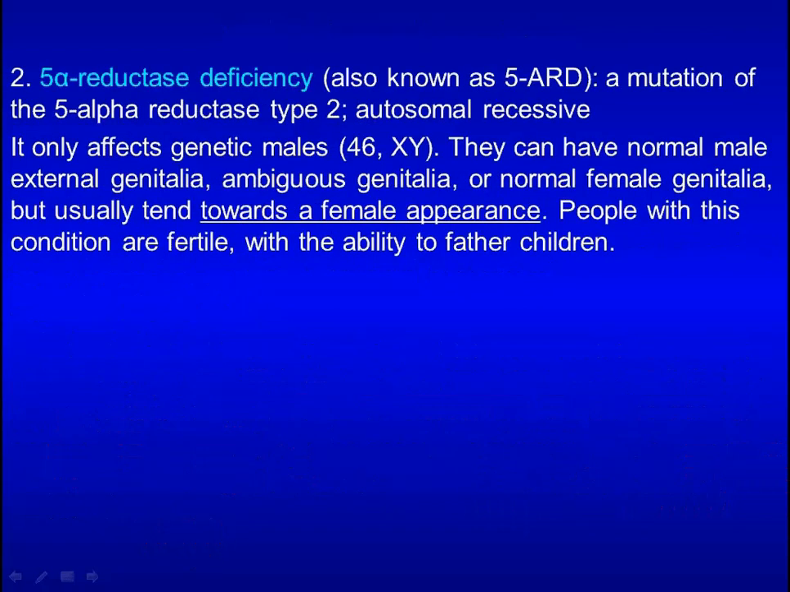The second condition is 5-alpha reductase deficiency. It only affects genetic males. Although the phenotype can be variable, the affected males usually tend towards a female appearance. People with this condition are fertile with the ability to father children.